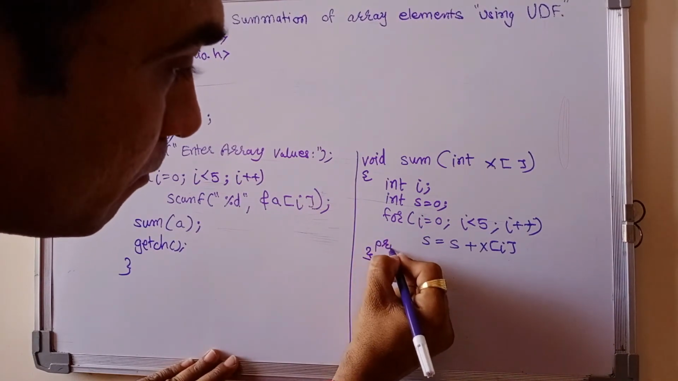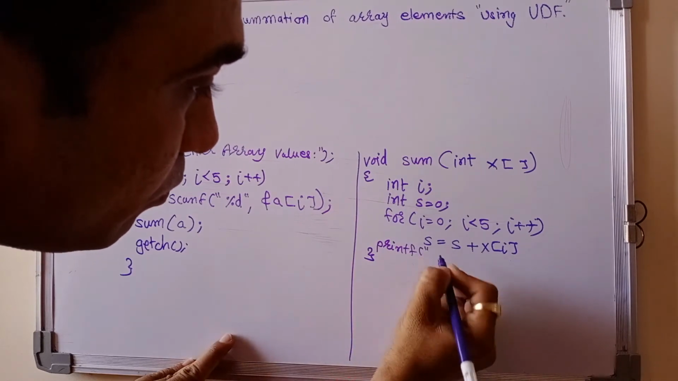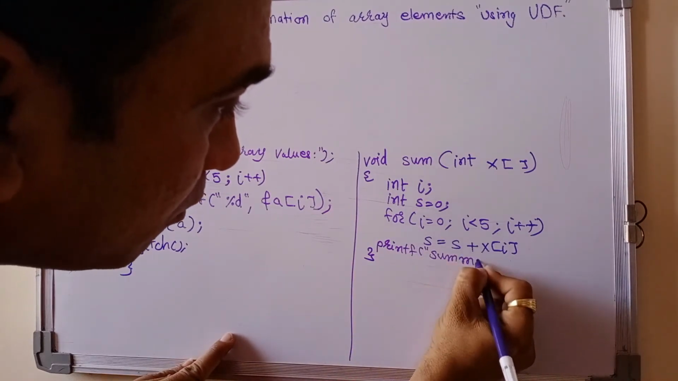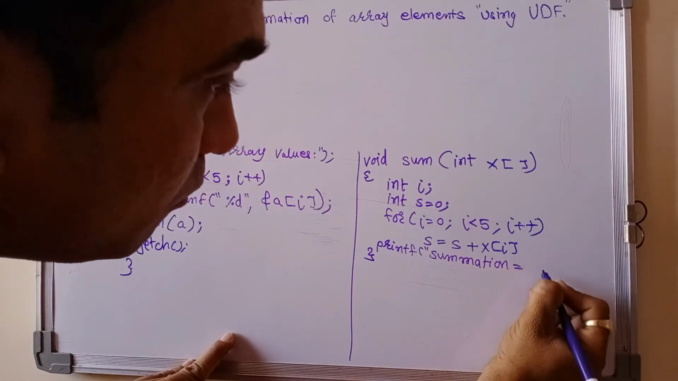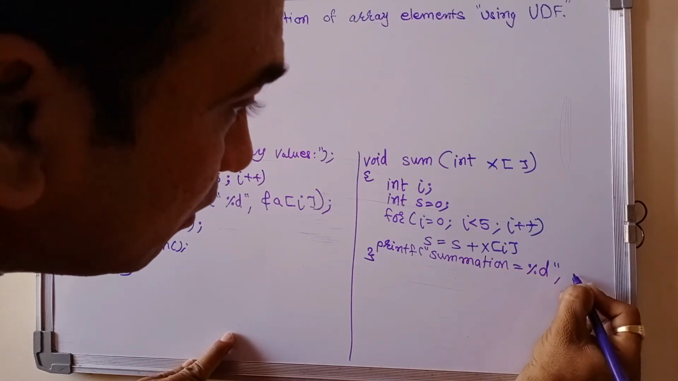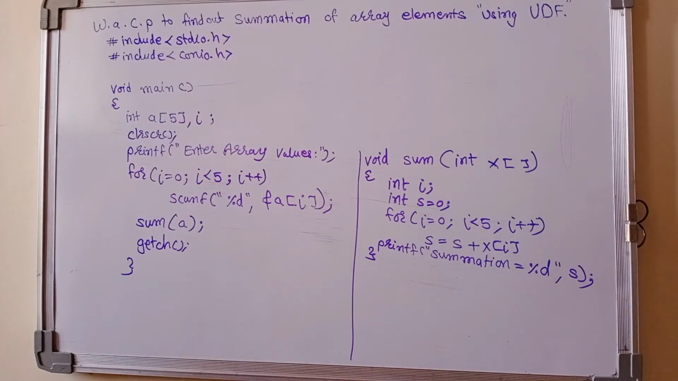So printf "summation is equal to %d" and s is my answer variable.